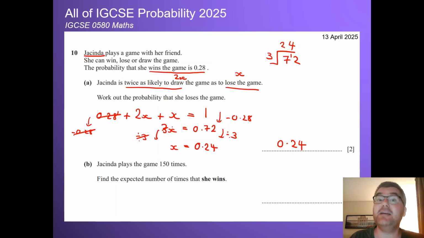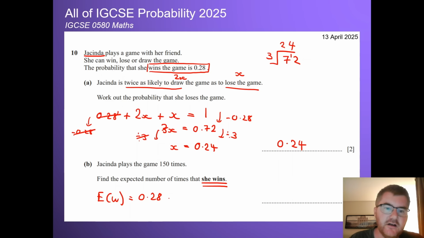Now, Jacinda plays the game 150 times. That's a long time to play some games. Find the expected number of times she wins. That's important. So we don't need part A to do part B. That's nice. So we have 0.28. Remember that expected wins is equal to probability, so 0.28, and then times 150, the amount of times that she plays. Now, that's fairly tricky to do.